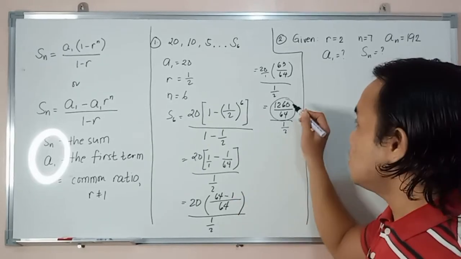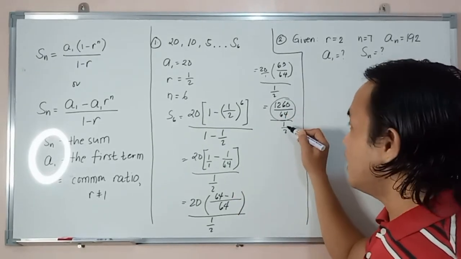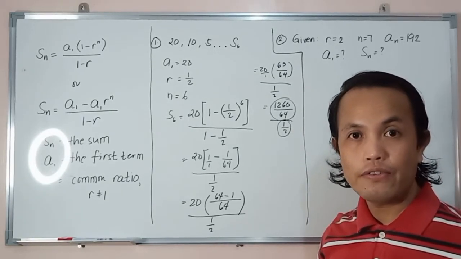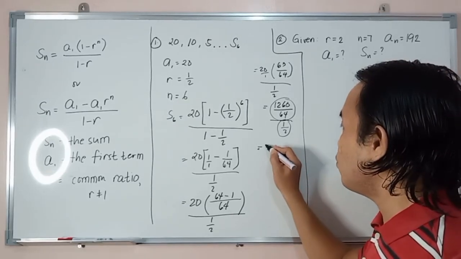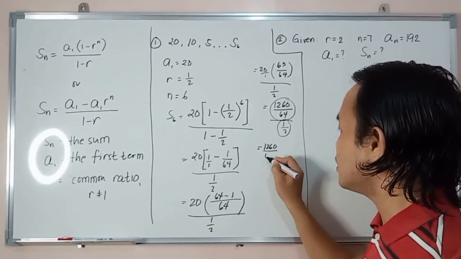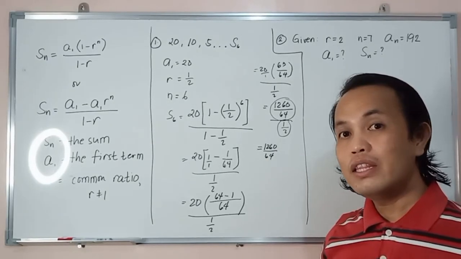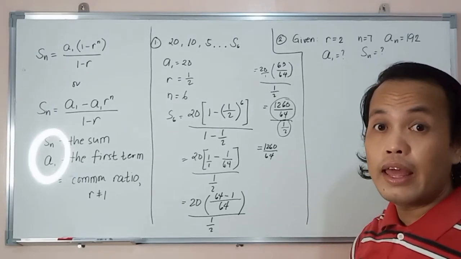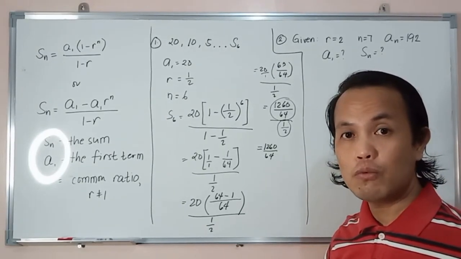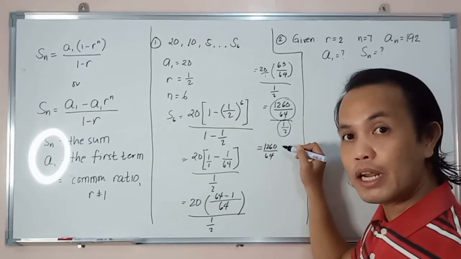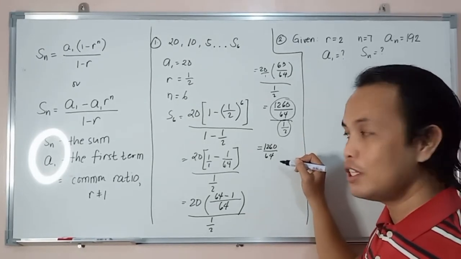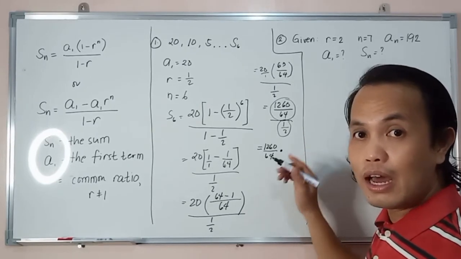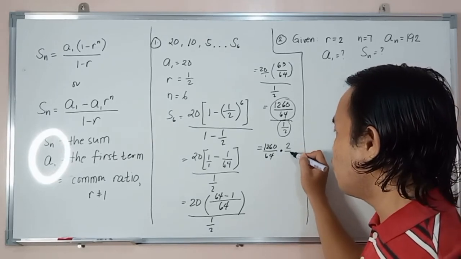This time, since we have a fraction in the numerator and another fraction in the denominator, we need to apply the rule in division of fractions. So we copy 1,260 over 64. We get the reciprocal of the divisor, so we have 1 half. The reciprocal of 1 half is of course 2 over 1. And after getting the reciprocal, we need to proceed to multiplication. So we copy the numerator 1,260 over 64. Then instead of division, we now proceed to multiplication. And the reciprocal of 1 half is 2 over 1.